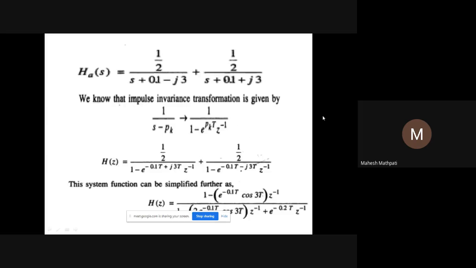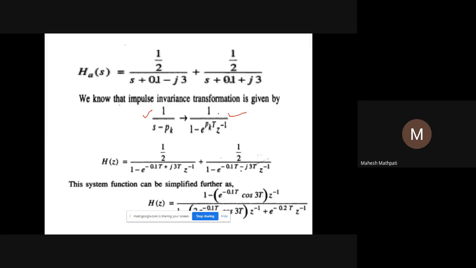So this is the way we are writing H(s) equals 1/2 [1/(s + 0.1 - j3)] + 1/2 [1/(s + 0.1 + j3)]. तो ये तो हमें पता ही है. I am writing here the value of a1 and the value of a2, and you just note down this part. And we know the transformation relation. So how to convert the analog transfer function to the digital transfer function? Here, we have this as the analog transfer function and this as the digital transfer function, as already we have discussed, right?